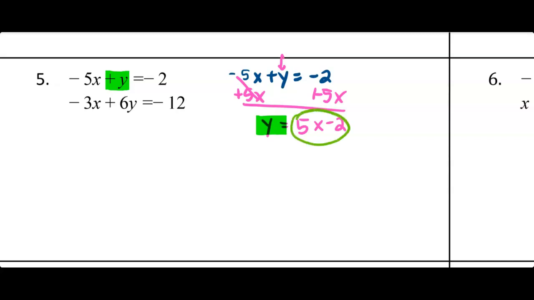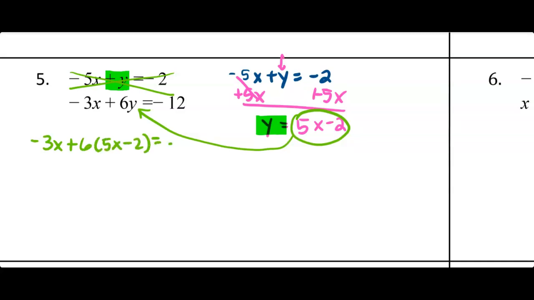So I can take my 5x minus 2 and I'm going to plug it into y in my second equation. You want to ignore the first equation because we solved that. So we don't want to plug back into the equation that we solved. So I'm going to have negative 3x plus 6 times 5x minus 2 equal to negative 12.